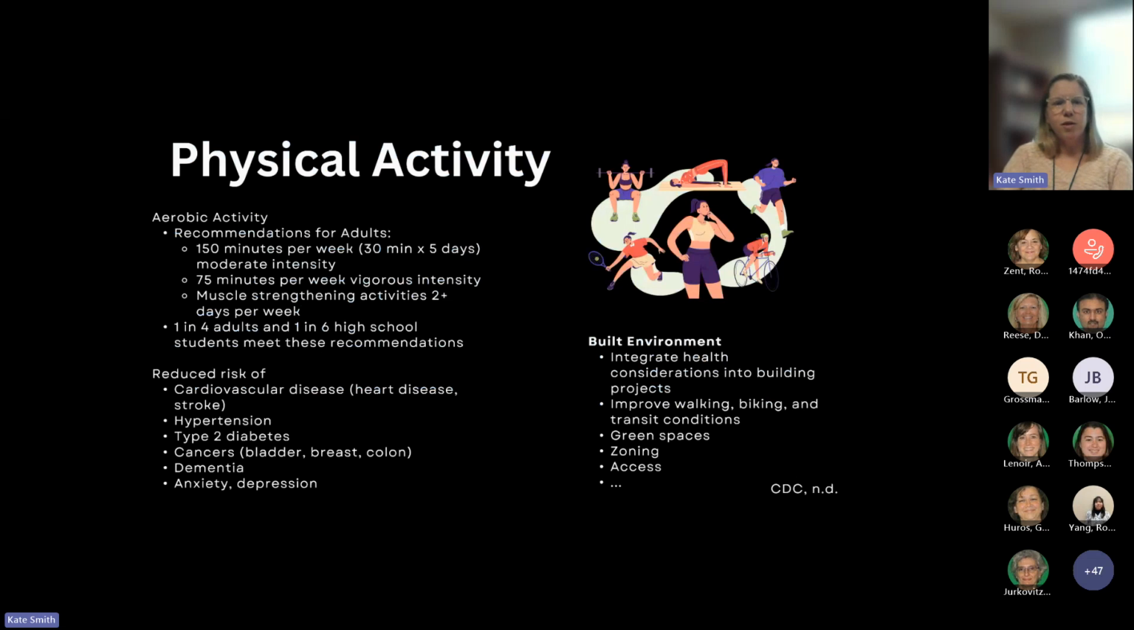We know from a medical perspective that physical activity is good for you. It is recommended that people get either 150 minutes per week of moderate intensity or 75 minutes per week of vigorous intensity. It's recommended that we pick up heavy things and put them down at least 2 days a week. But only 1 in 4 adults and 1 in 6 high school students meet these recommendations. We know that physical activity reduces the risk of cardiovascular disease, hypertension, diabetes, cancer, dementia, anxiety and depression. But we haven't built an environment where the good thing to do is the easy thing to do.